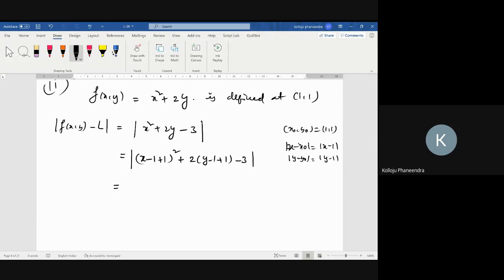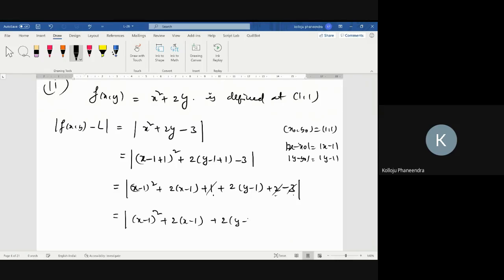Expand this, a minus b whole square. So x minus 1 whole square plus 2ab, 2 into x minus 1, plus b square, plus 2 into y minus 1, plus 2 minus 3. So this is mod of x minus 1 whole square, plus 2 into x minus 1, plus 1, the 2 constants are getting cancelled. Next, plus 2 into y minus 1.